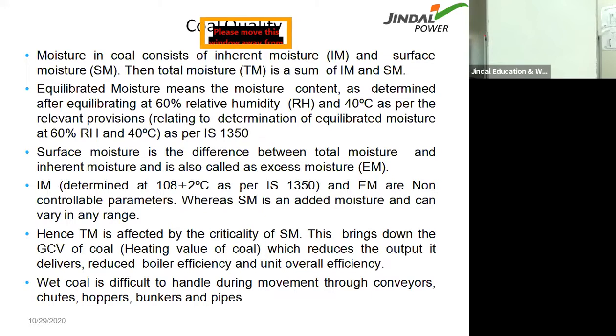And surface moisture is the moisture which gets added to the coal surface through the excavation process, the transportation process, and the handling process. The summation of inherent moisture and surface moisture is termed total moisture. So you can say that total moisture is critically affected by surface moisture, as surface moisture is not controlled by any parameters.